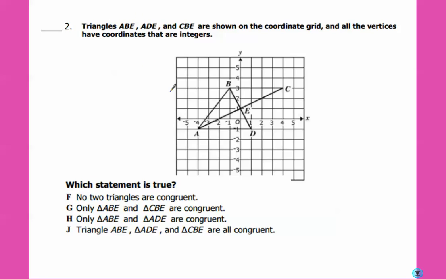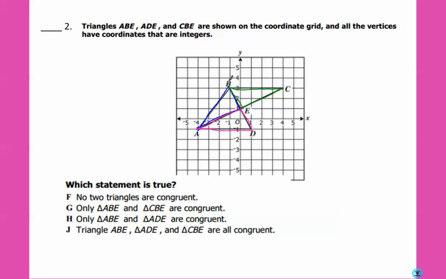Triangles ABE, ADE, A to D to E, and triangle CBE are shown on the coordinate grid, and all the vertices have coordinates that are integers. They want to know which ones are congruent.